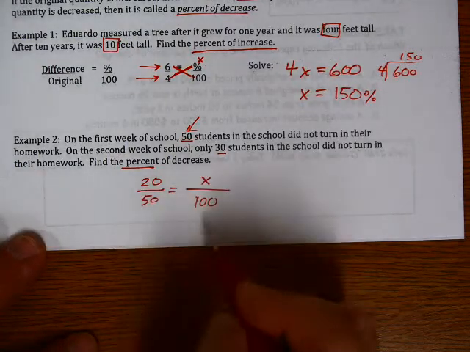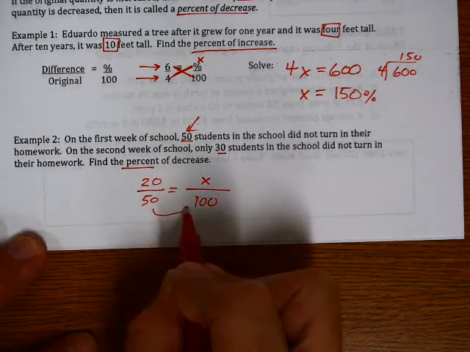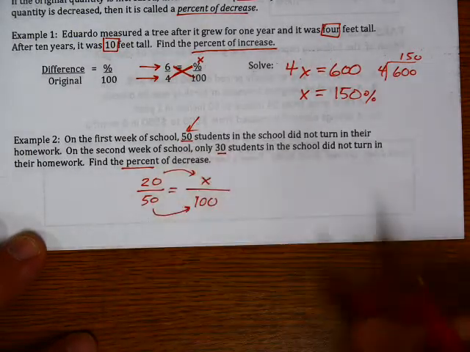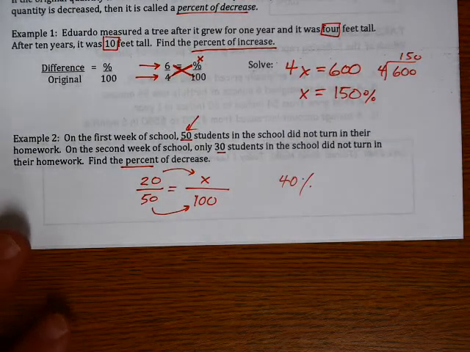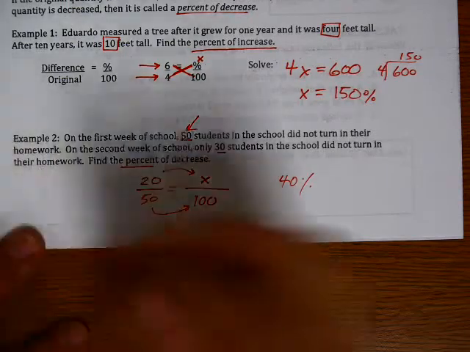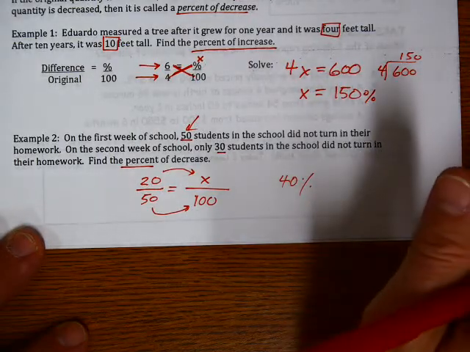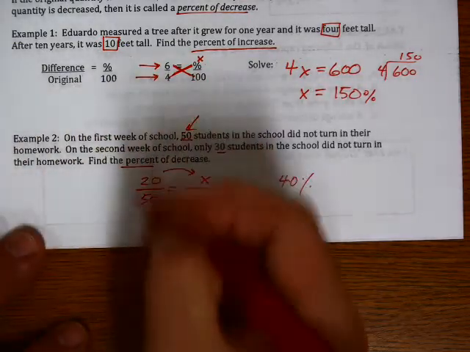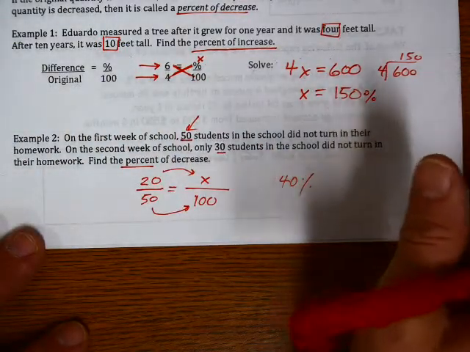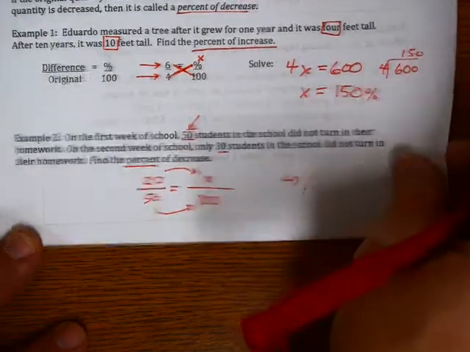And this is a pretty easy problem where you probably would not even have to do the cross multiplying, because you probably know 50 times 2 is 100, so 20 times 2 is 40. And again, the only difference is the way you're going to say this. You're going to say there was a 40% decrease in the amount of students that did not turn in their homework. Okay, so you hear how that sounds, where you just say it a little differently. Even though we found the difference, it doesn't always mean it's negative or positive. You have to sometimes imagine it as an increase or a decrease in this particular problem.